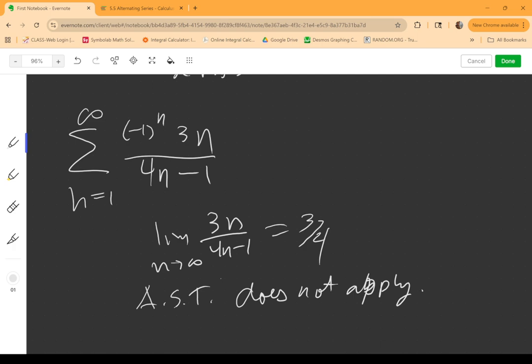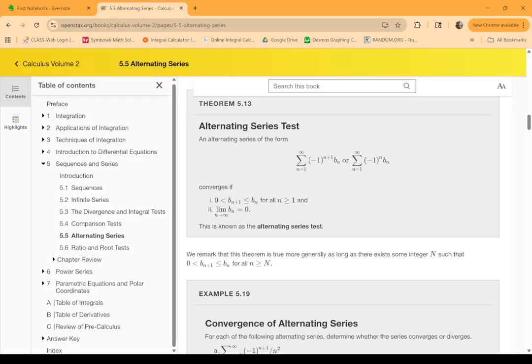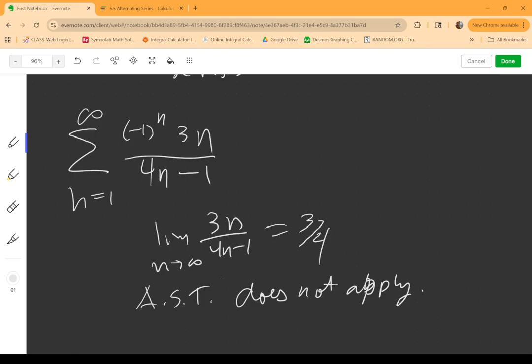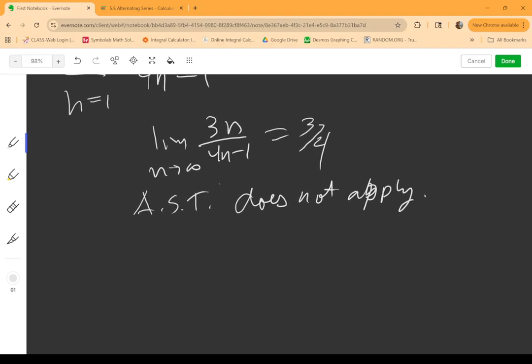Again, it does not show divergence. So it's a very subtle thing that we should keep in mind here. The alternating series test says if these two conditions hold, then it is convergent. But it does not say anything else. That's all it says. So be careful. The alternating series test, our AST, does not apply.